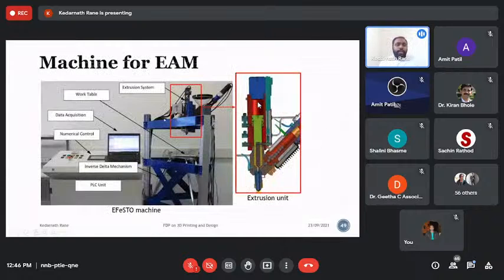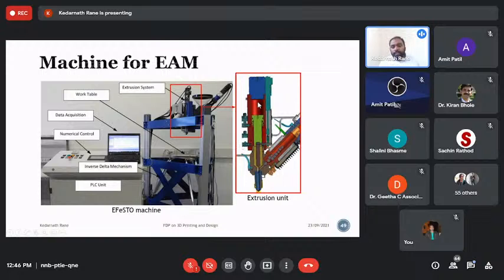So this is the kind of machine that we used here. We have a control unit, a PLC unit to control the machine. We have numerical control, data acquisition, data processing. Like I said, we did a lot of instrumentation around this machine. Then the extrusion system. Again, it is a commercial extrusion system. You can see the zoomed version in the cross section.